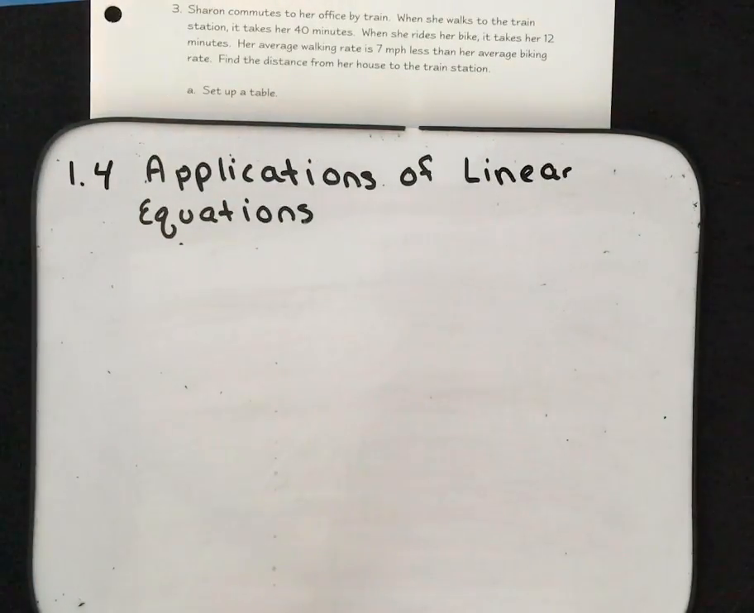Question 3. Sharon commutes to her office by train. When she walks to the train station, it takes her 40 minutes. When she rides her bike, it takes her 12 minutes. Find her average walking rate. Her average walking rate is 7 miles per hour less than her average biking rate. Find the distance from her house to the train station.